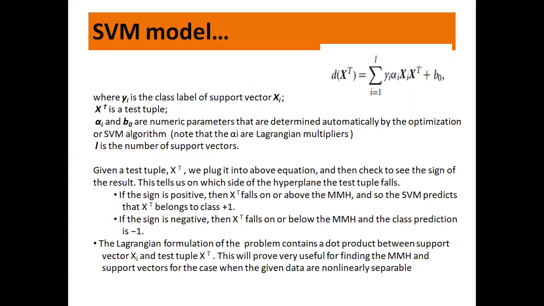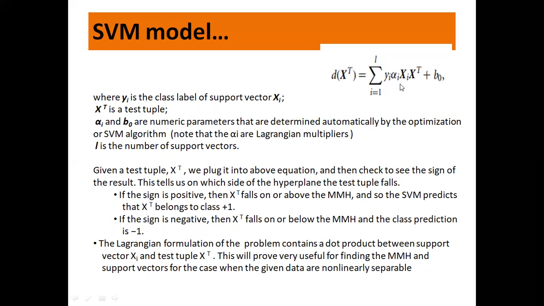Now, once you have found the support vectors and the MMH, remember the support vectors define the MMH, that is the maximal margin hyperplane, we have trained the support vector machine. So the support vector machine is trained now. The MMH is a linear class boundary, and so the corresponding SVM can be used to classify linearly separable data. So once I've got the trained support vector machine, how do I use it to classify the training data or the test data?